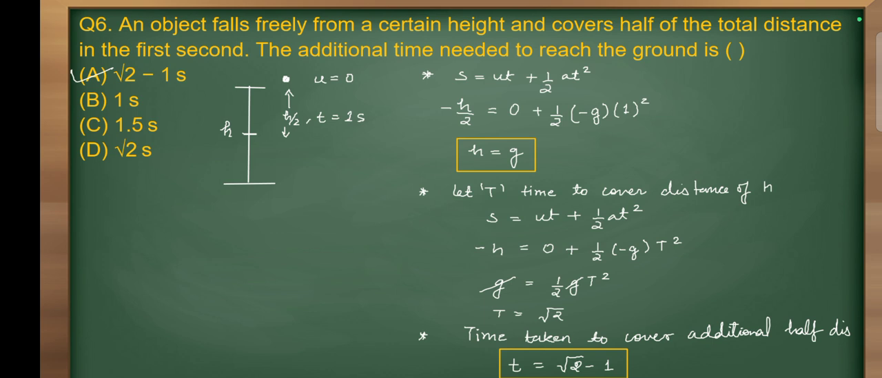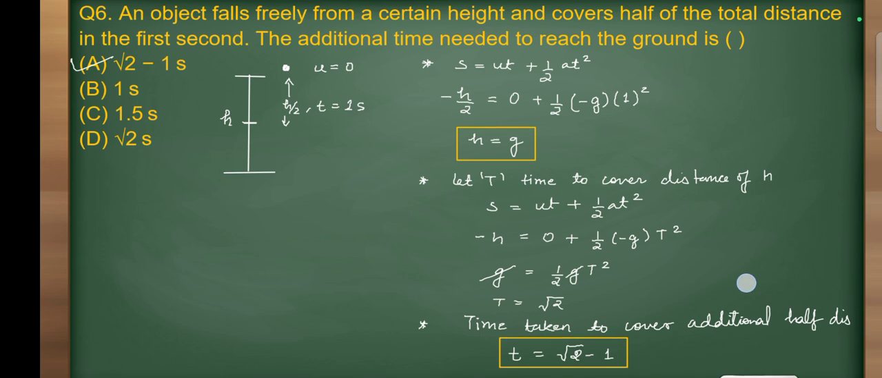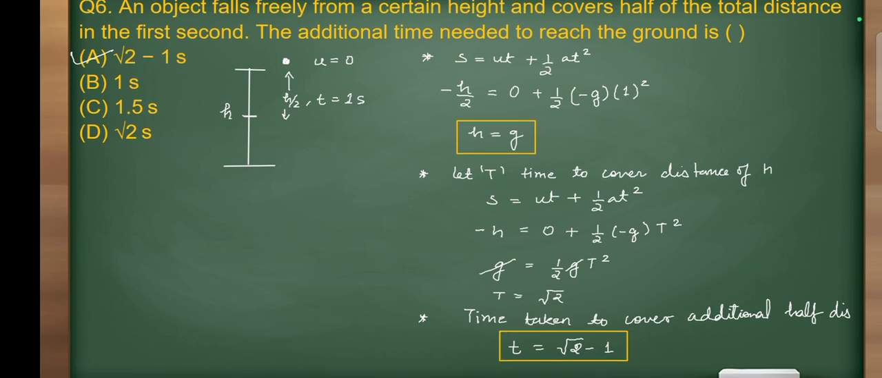Now let capital T be the time to cover the distance of height h. So s is equal to ut plus half at square. Displacement will be minus h, which is equal to initial velocity 0 plus half into acceleration due to gravity, minus g, into capital T square. When we solve this, T will become root 2. And we have to calculate the time taken by the particle to reach the ground in another second. So it will be root 2 minus 1. So option A is correct.